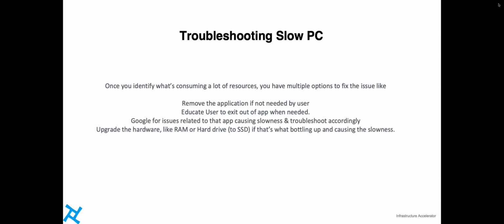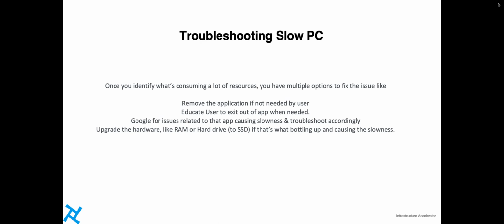Once you have identified what's consuming a lot of resources, you have multiple options to fix the issue. You can simply remove the application: go to Add/Remove Programs, appwiz.cpl, and uninstall it. Or you can educate the user to close the application when they are not using it, so that they don't waste resources. You can also Google for issues related to that application causing the slowness and troubleshoot accordingly.